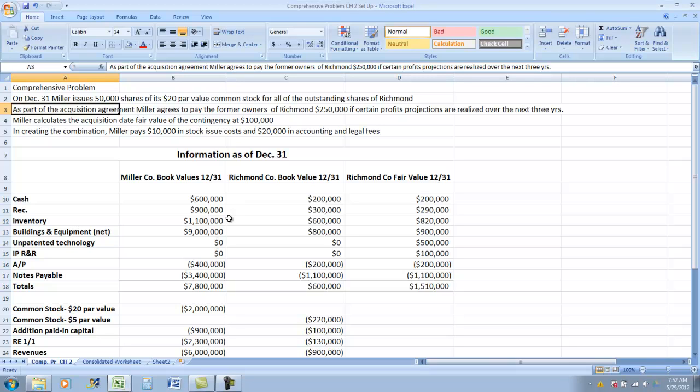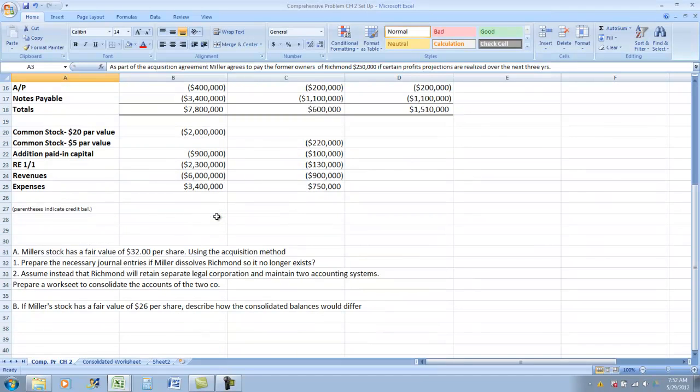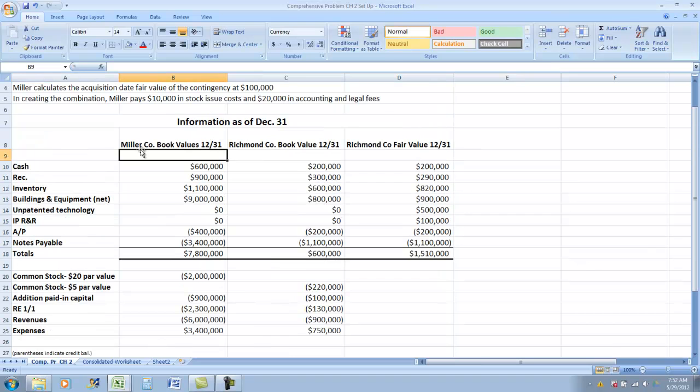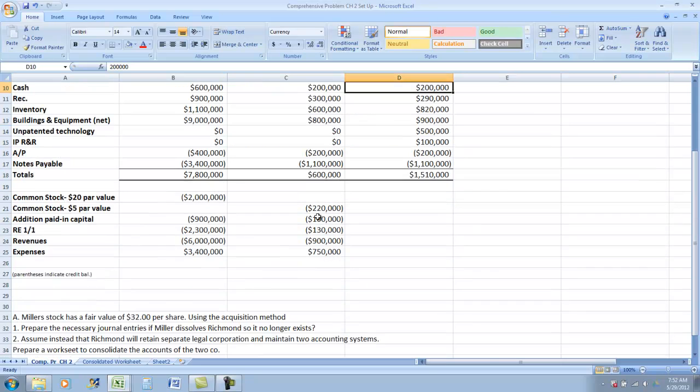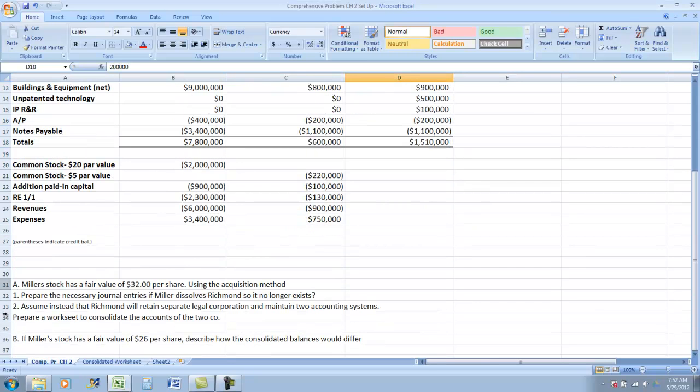In creating the combination, Miller pays $10,000 in stock issuance costs and $20,000 in accounting and legal fees. Below is the information on December 31st, the acquisition date, of the book values of both Miller and Richmond, and then the fair value of Richmond. Miller stock has a fair value price of $32 per share.